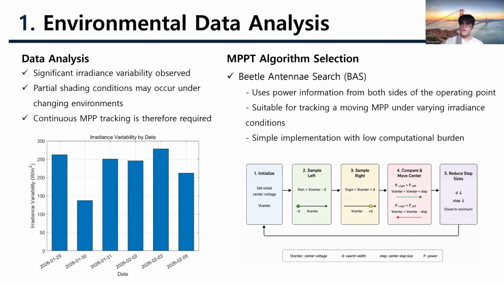Unlike the conventional perturb and observe, BAS simultaneously samples power from both sides of the current operating point, making it well suited for environments where the MPP shifts rapidly. It also has a simple implementation with low computational overhead.